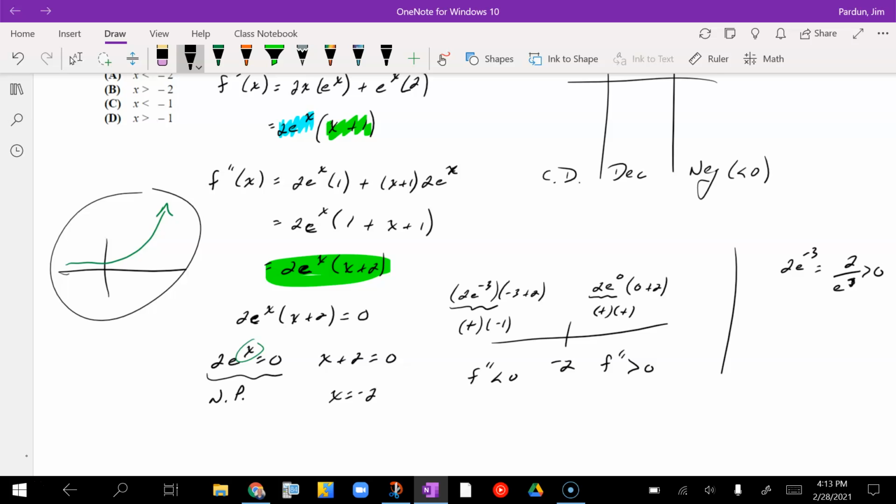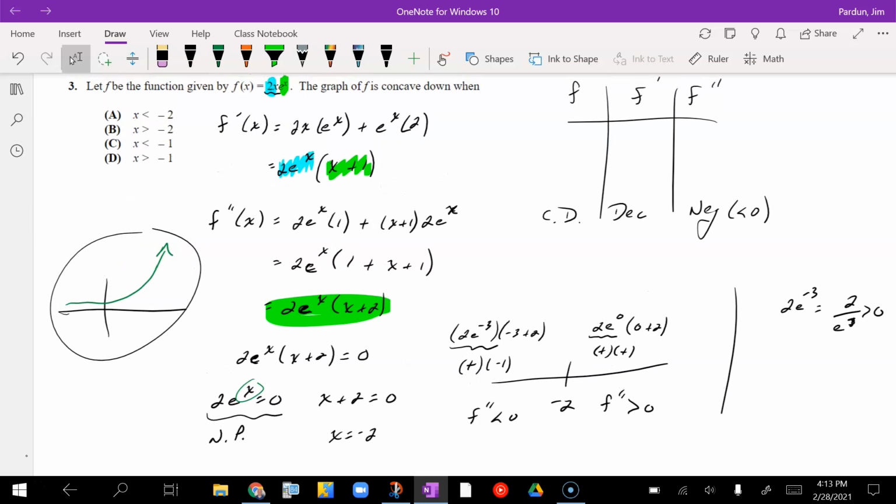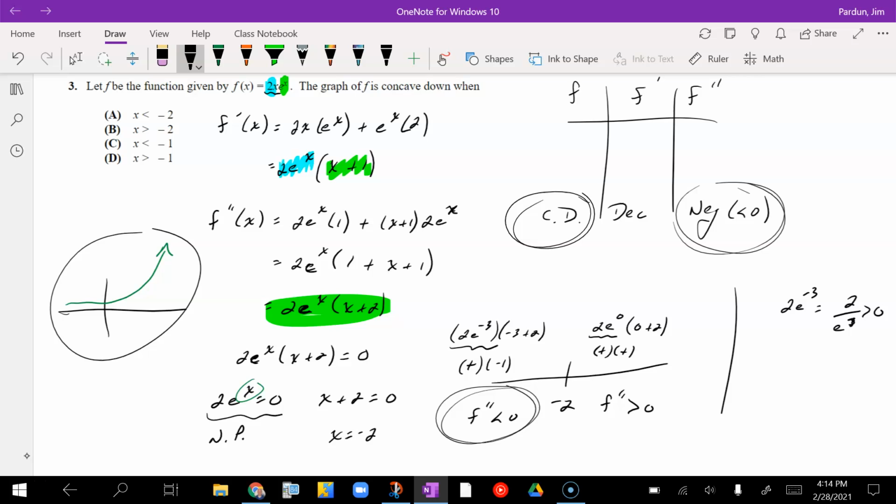So I know that f double prime is negative when x is less than -2, which means f is going to be concave down. So I'm going to choose an answer of A here. And that's how you do that problem.